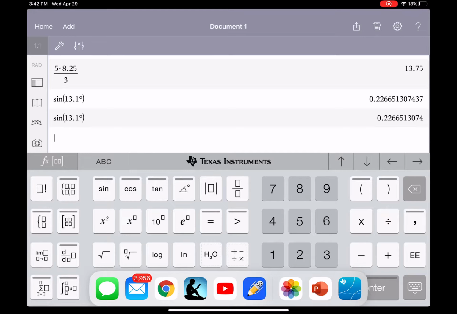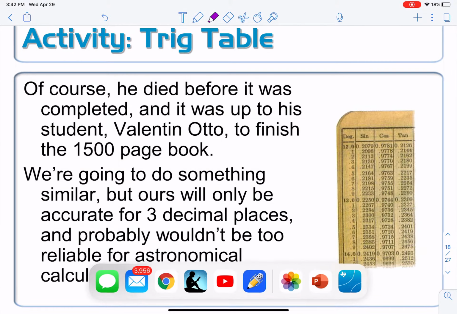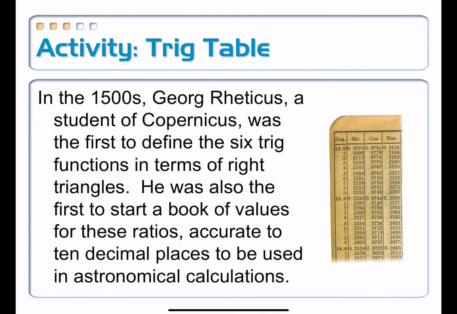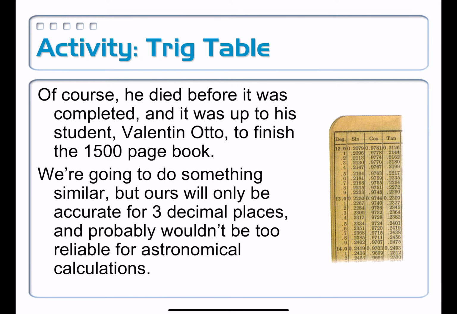But he did this back in the 1500s. The question is, how did he do it? What was he doing? How did he actually do it? All right, back over here. So he died before he finished his book. You can imagine the enormous undertaking that it would possibly be. It was his student, you can see his name here, Valentin Otto, that finished the book.